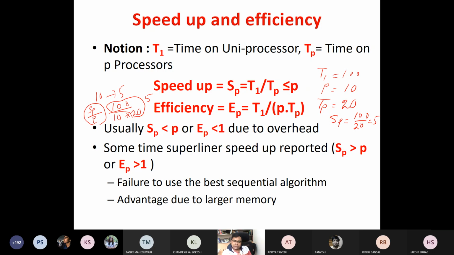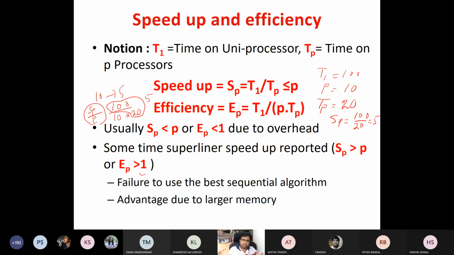In general, what happens? Speedup is less than P and efficiency is less than 1 due to overhead. Because we are running in parallel, there is some overhead, so we will not get speedup greater than or equal to P. But sometimes we may get superlinear speedup, where Sp may be greater than P or Ep greater than 1.